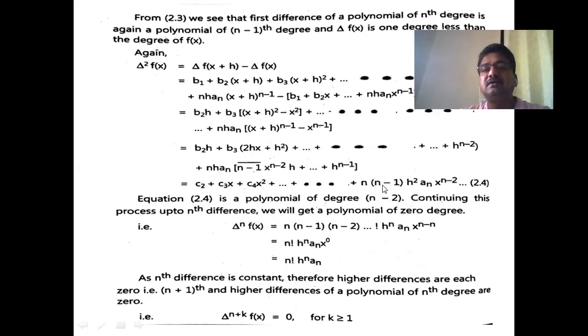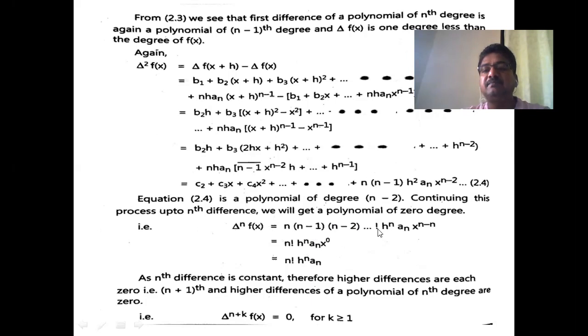What is the coefficient of the last term of delta square? It is n minus 1, that is reduced by 1. So if we find delta raised to n, what is the last term? n minus 1, that is 1. And the previous term is 2. That is this n minus 1, n minus 2 goes up to 1. And that is n factorial.